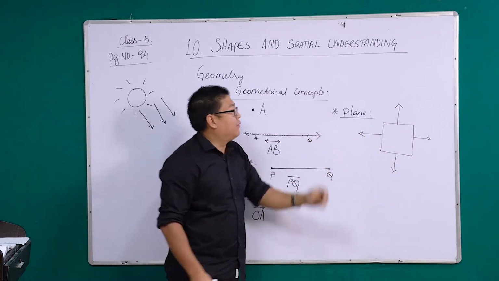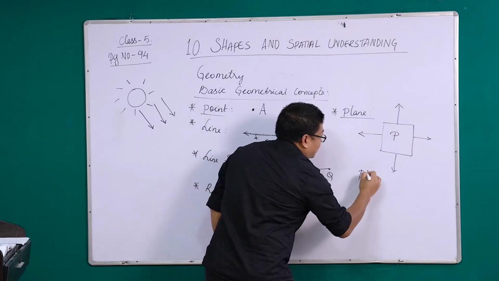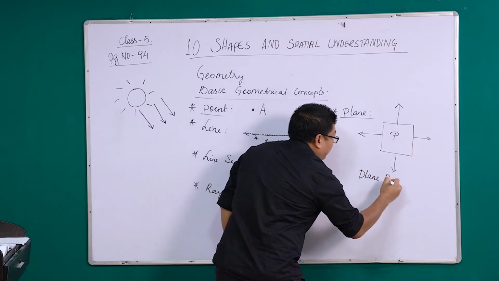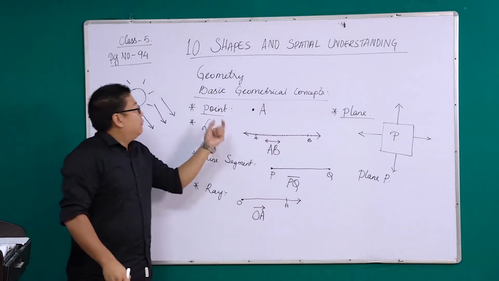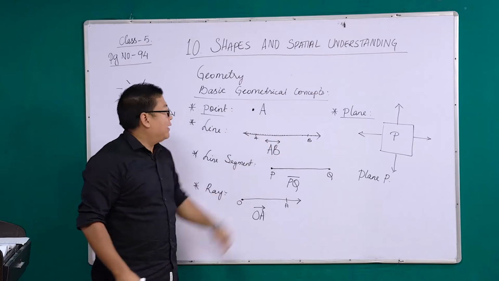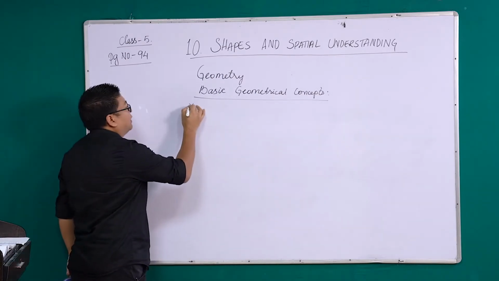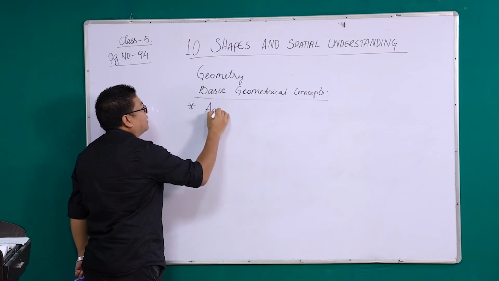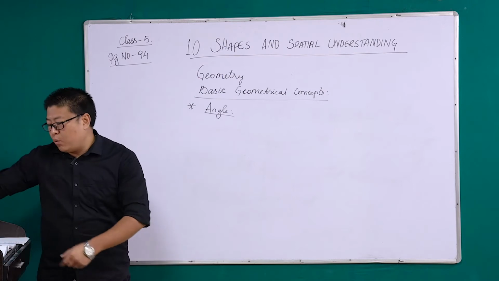So plane, for example, I denote this as P. Now we can call this plane P. All right? So this is all about point, line segment, ray, and plane. Now let's move on to the next topic. The next topic that we'll be dealing with is angle. Now what is angle?